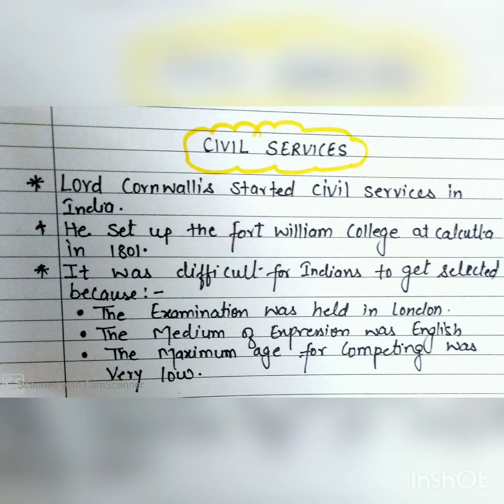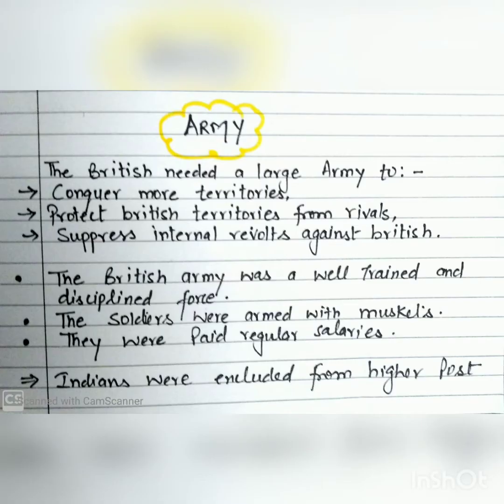Now the next is army. British needed a large army. Why? To conquer more territories and to protect British territories from their rivals, to protect the trading interest of the company, and to suppress internal revolts in India against the Britishers. So because of all these reasons, they were in need of a large army.